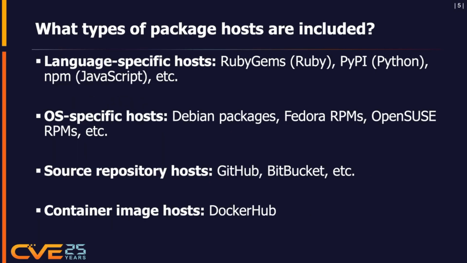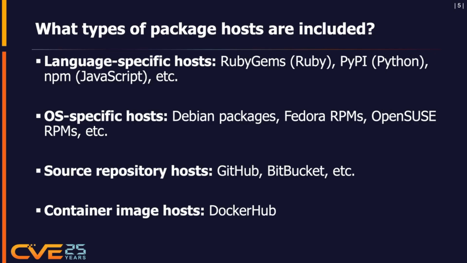And what types of package hosts are included? I sort of broke them down into 4 different categories here. You have a variety of language-specific hosts. These are things like RubyGems or PyPI or NPM, basically package hosts that are specific to individual language ecosystems. There are also operating system-specific hosts, or I suppose I should say distro-specific hosts. There's a type for Debian packages. There's another one for Fedora packages, openSUSE packages, these sort of platform-specific ones.